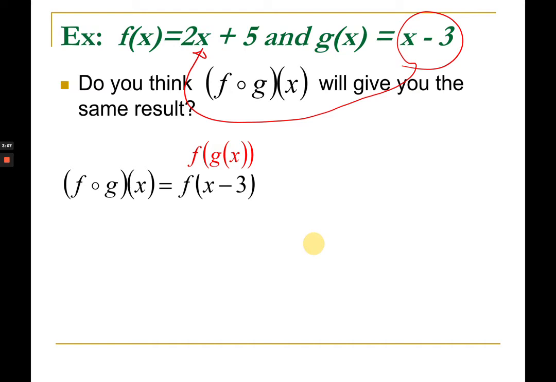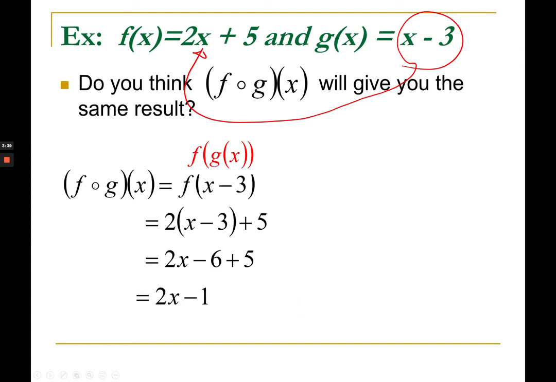So supposed to be you have 2x plus 5 as your f function, but since we are going to perform your composition, this is originally x in your f function. It's now gonna become x minus 3. And here we go, we do 2 times x, 2 times negative 3 by distributive property, which will become 2x minus 6. And then copy 5. And then combine negative 6 and 5. Negative 1. And that's your final answer, 2x minus 1.